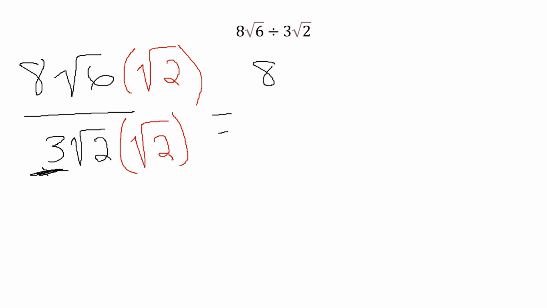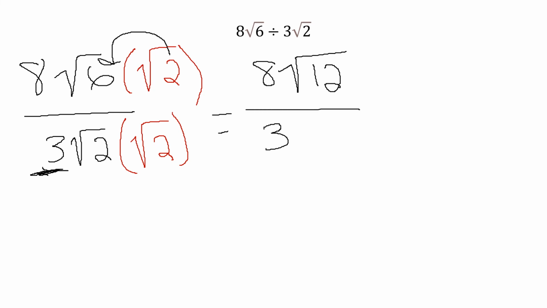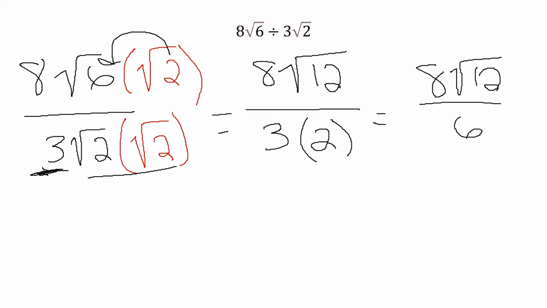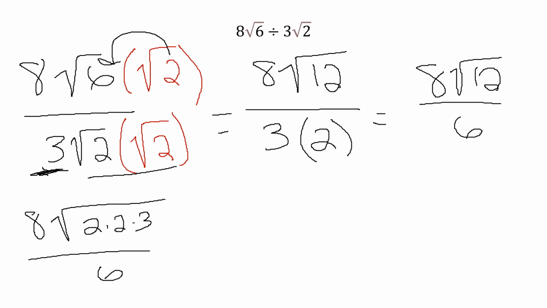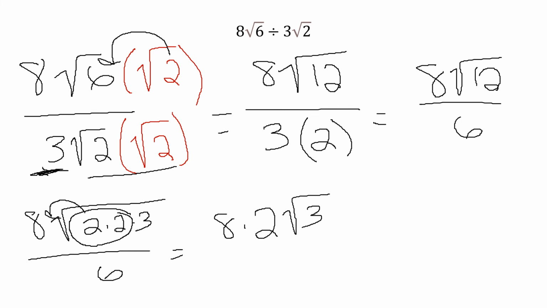So my new top is now 8 square root of 12. Square root of 2 times square root of 6 is square root of 12. And then this 3 stays there, and this square root of 2 times square root of 2 becomes 2. So what I really have is 8 square root of 12 over 6. Now I need to simplify my radical. My 8 stays put. 12 can be broken up into 2 times 6, which is 2 times 3, over 6. Because it's a square root, I need a pair of 2s, and it pulls out as 1. Whatever's in the radical stays.